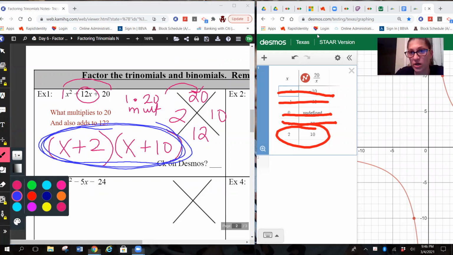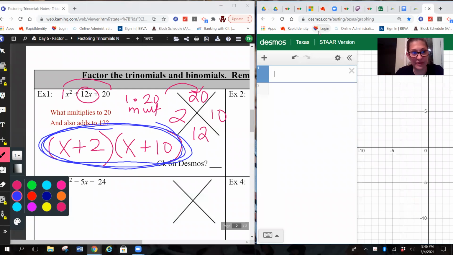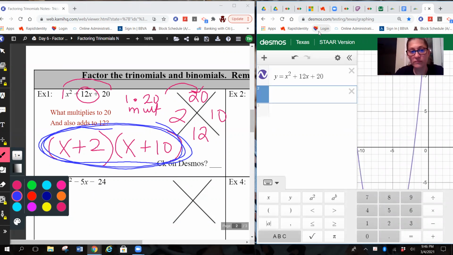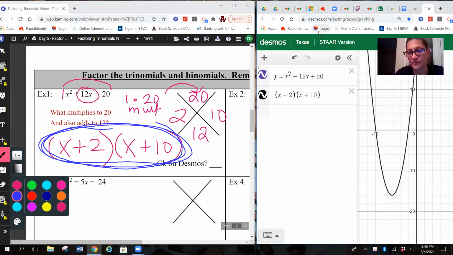Then to check your work, you're just going to type in the original question: x squared plus 12x plus 20. And we have x plus 2 times x plus 10. Guys, look right here. If black and blue match up, we know we got it right.